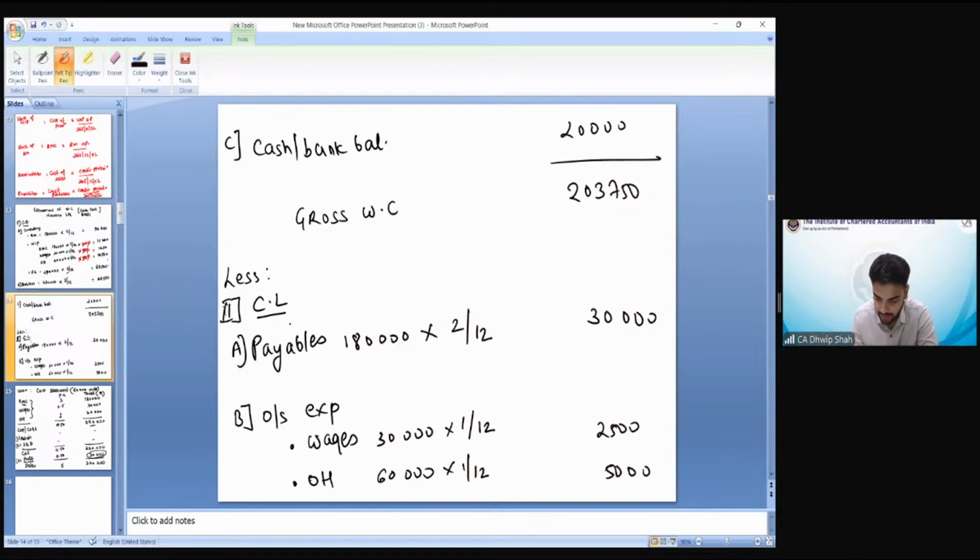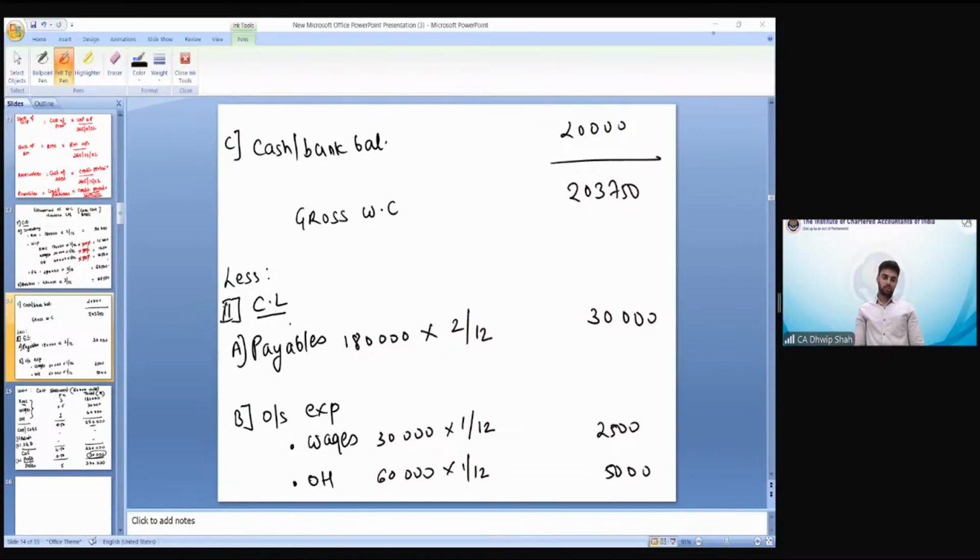So my excess of current assets over current liabilities is 203,750 minus 30,000 minus 7,500. Calculate, how much did it come to? 203,750 minus 37,500 is 166,250. Does the question specify any safety margin related information? Since there is no information on safety margin, this is my working capital estimate. If a safety margin had been given, we would have added that.